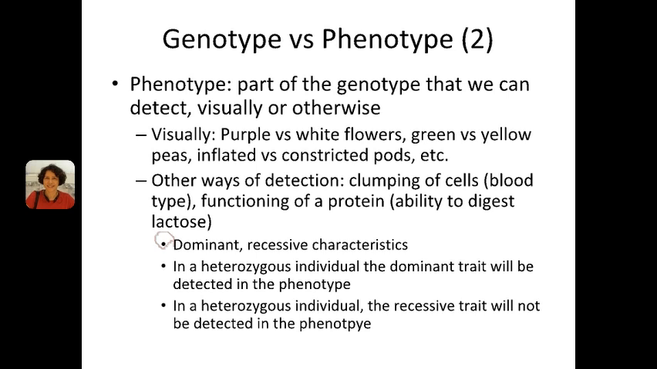If an individual is heterozygous, remember in the last slide we talked about that if an individual has two different alleles of a gene, it is heterozygous. So in a heterozygous individual, the one that is detectable in the phenotype, if there's only one that can be detected, it's called a dominant trait. And then the trait that is not detectable, the trait that is hidden, is the recessive trait.